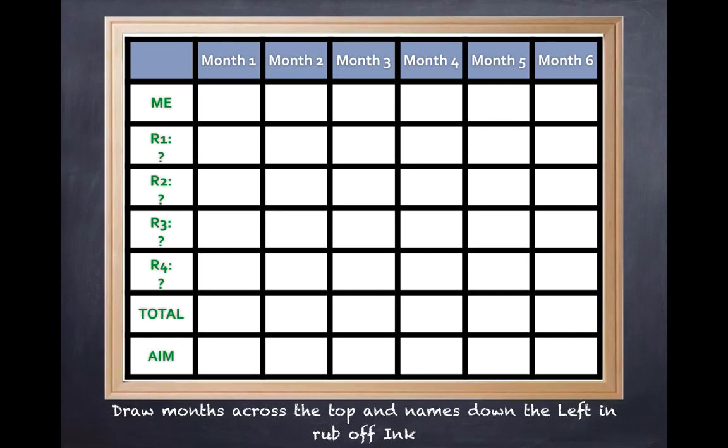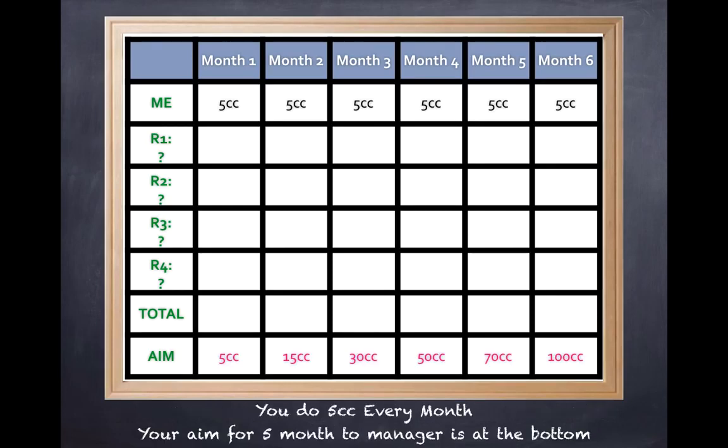Along the top, you're going to write your months 1 to 6, and you can actually put the names of the month, whether it's January, February, March, whatever it is, across the top. And this is just an example saying month 1 to month 6. Down the left-hand side, you're going to write you, so me, along the top one, and then you're going to put recruit 1, recruit 2, recruit 3, recruit 4. And actually, where it says question mark, you're going to put the names of those people. Then you're going to put total and aim, and you can do as many recruits as that can go all the way to 20, depending on how big your grid is.